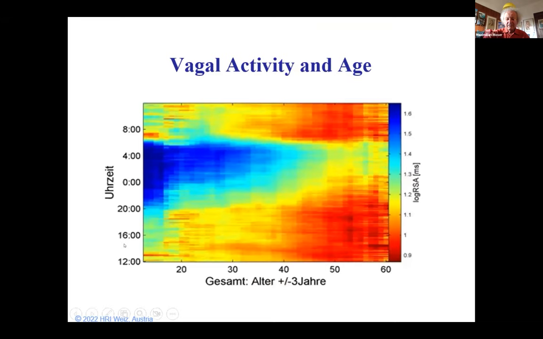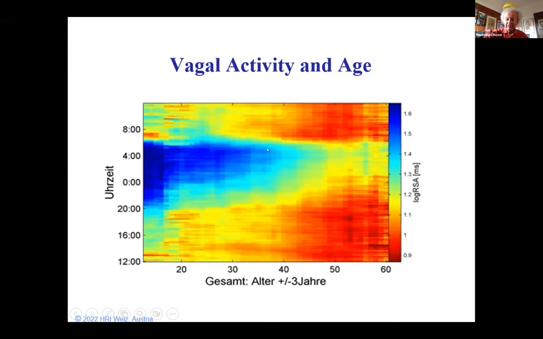Unfortunately, that's an investigation that we did. With age, the autonomic nervous system gets less active. You see here the time of the day on the y-axis and the age of the person on the x-axis. And when you get to about 40, the vagal system gets very low and the sympathetic activity gets stronger.